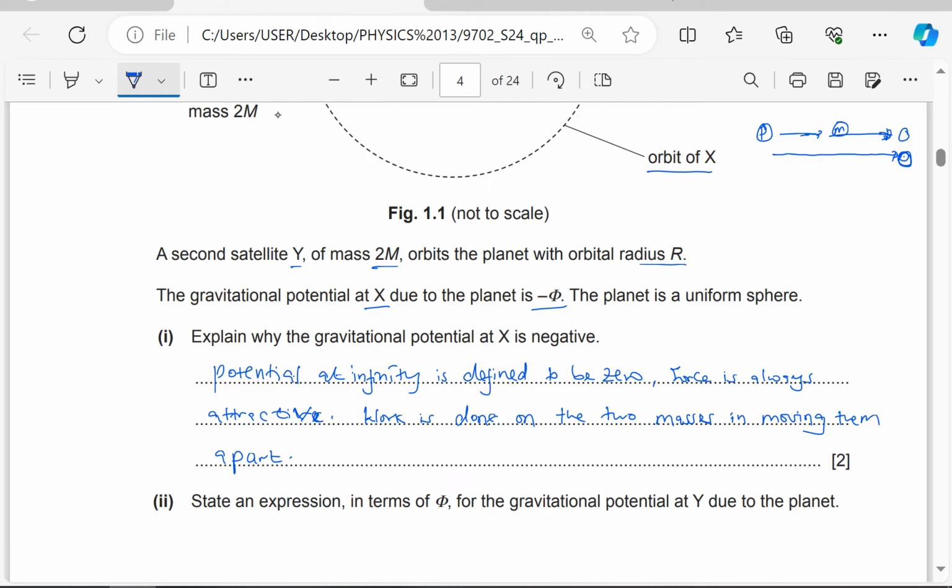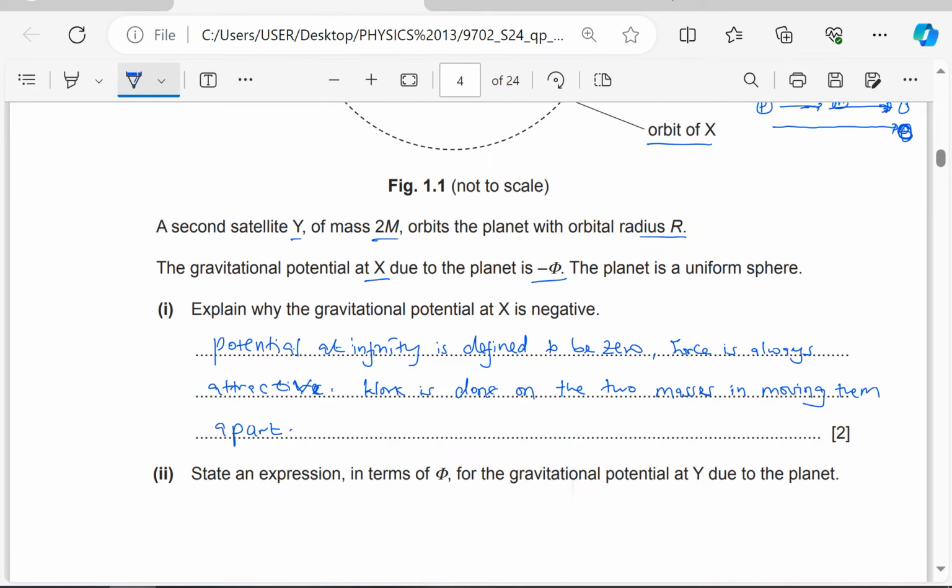So that means if at infinity it is zero, and yet work is done on moving the masses apart towards infinity, this means that we have been moving through negative values by the time we reach zero at infinity.